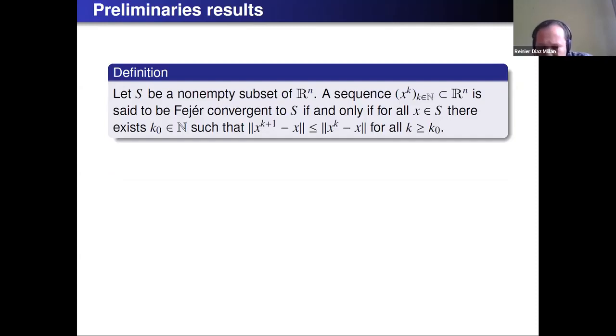Now, most of the projection algorithms, not all of them, but a big part of them, use the fact that the sequence generated by the algorithm is Fejér convergent. Fejér convergent to the set S means that there exists an index in the natural numbers such that this inequality is satisfied for all k greater or equal than this index. And it is Fejér convergent to the set S when that happens for all x in S. Okay, this is also a classical definition, and we will use it in the proof of convergence of the algorithm, because our sequence will be a Fejér convergent sequence.